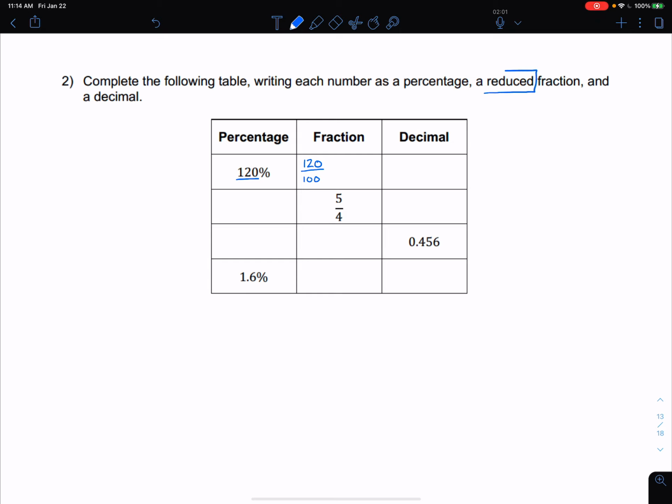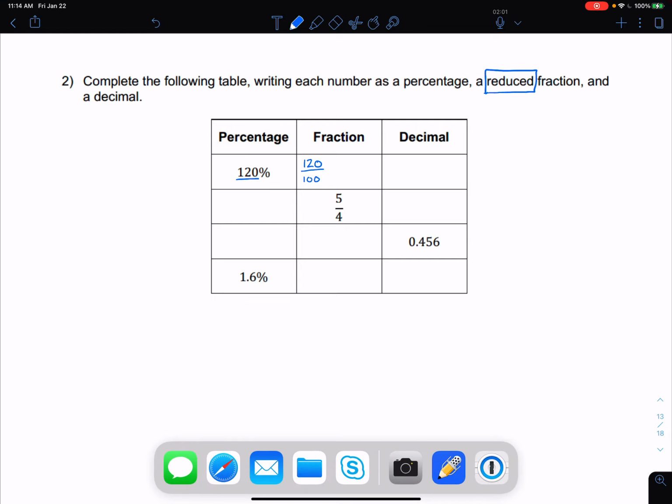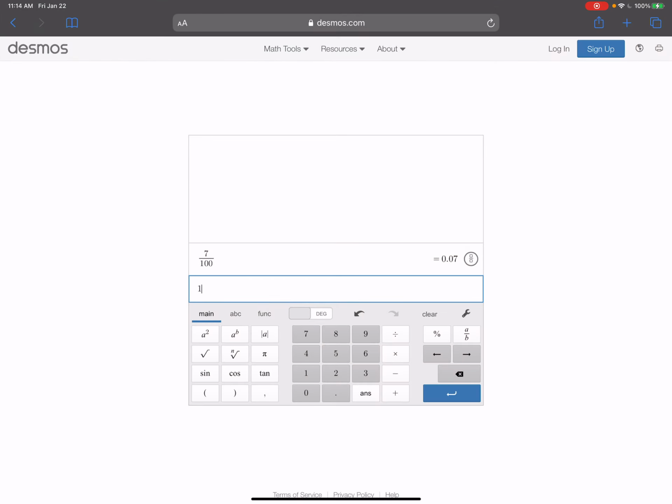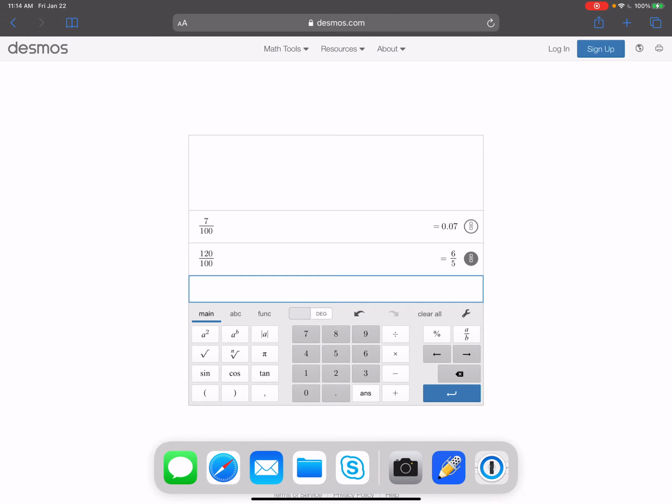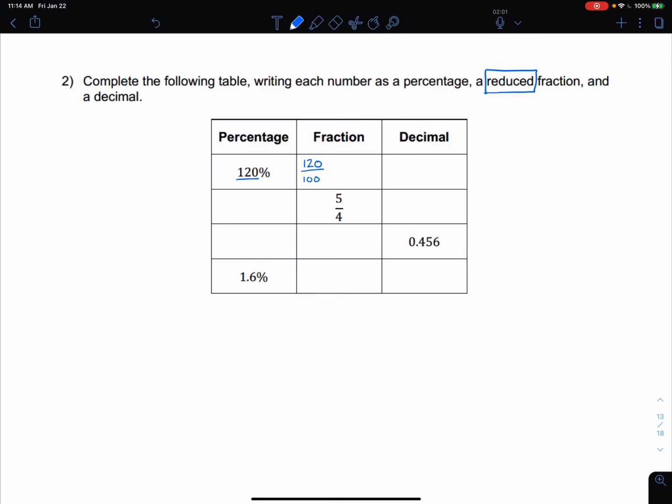Now, one thing I want to point out is that they tell us we need it to be a reduced fraction. So if you want to do this by hand, you can, and find common factors and divide them out. But we have a calculator, so I can do 120 divided by 100. When I do that, it gives me my answer in decimal form, but if I click this fraction button in the circle, it'll give me the fraction in reduced form. So it'll give me 6/5. So my final answer for that fraction in reduced form is 6/5.